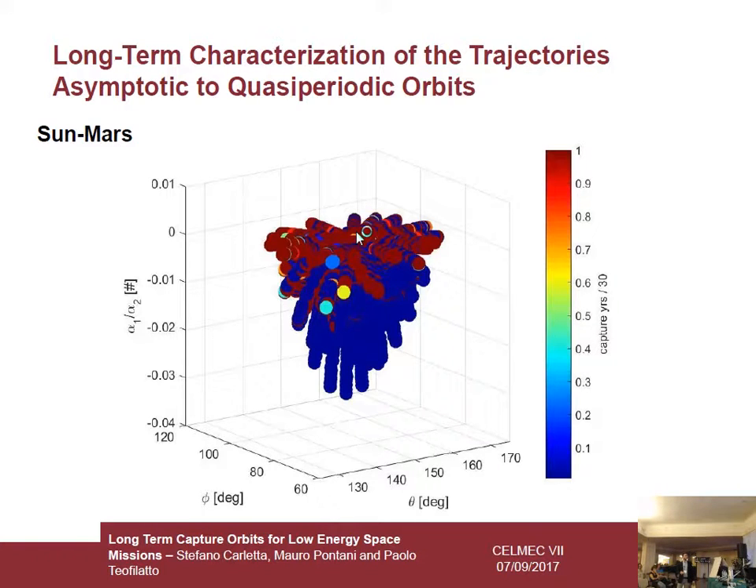that includes the values of theta and phi, and this is useful for seeing that, again, alpha 1 over alpha 2 gives us some good hints in finding capture orbits, because most of the red points are concentrated in the plane of alpha 1 over alpha 2 equal to 0.